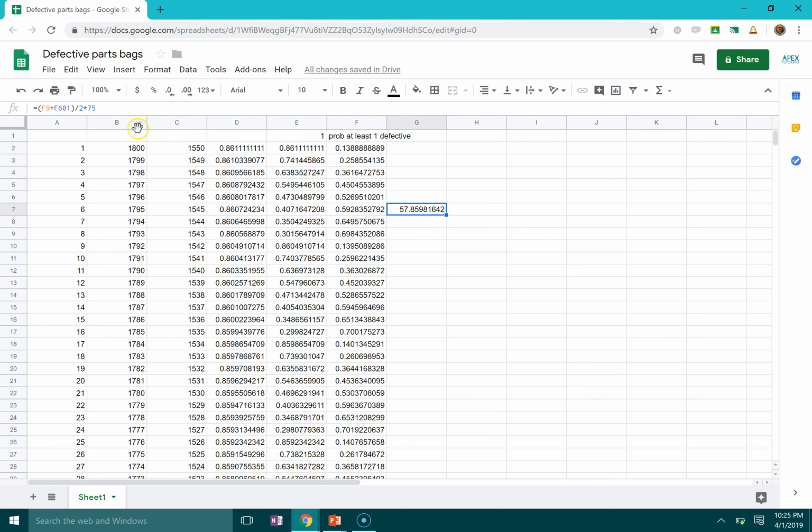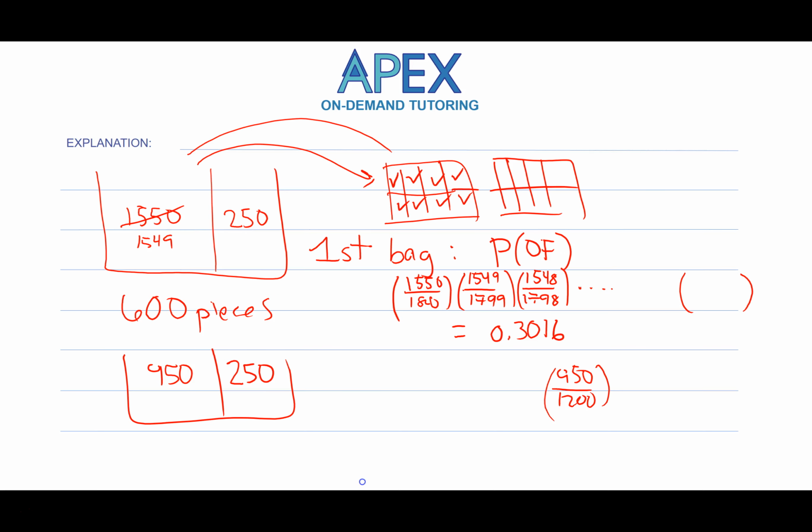So if we add those two together, take the average and multiply by 75, we get approximately 58. So there are about 58 bags that are going to have at least one defective piece. Hopefully this makes sense, because we start with a 70% chance of a defective piece, and at the end of this process we have above an 80% chance. So we're going to have quite a few bags with at least one defective piece.